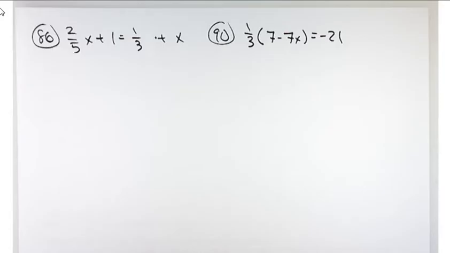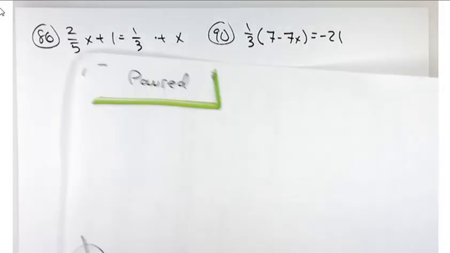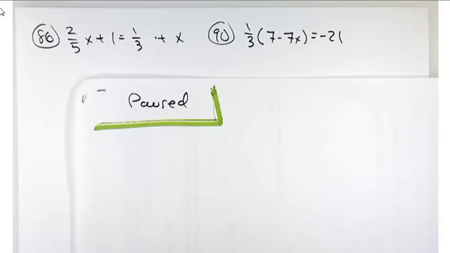So I'll give you a heads up. Problem number 86 works out as a fraction. So if you get a fraction, that's a good thing, because that's what the right answer is going to have in it.